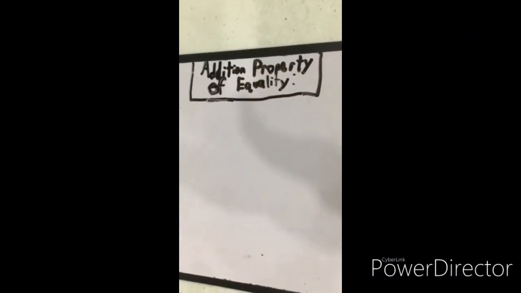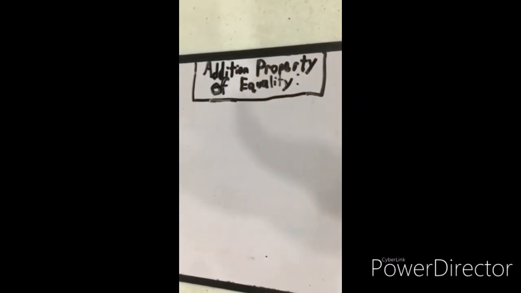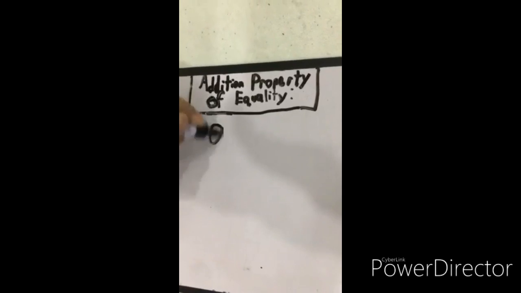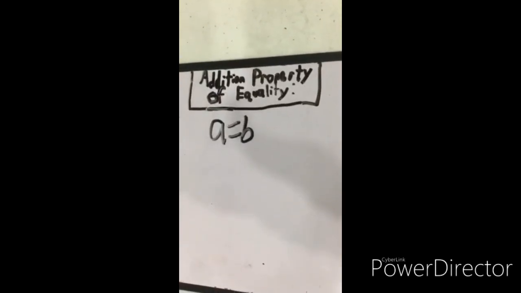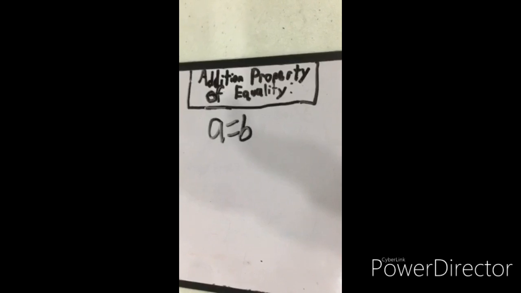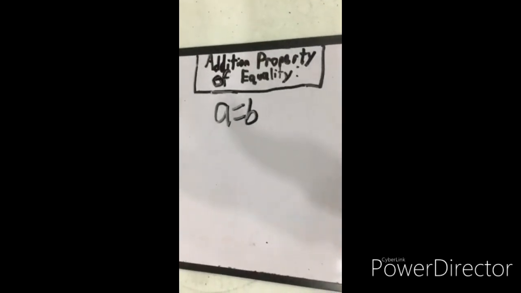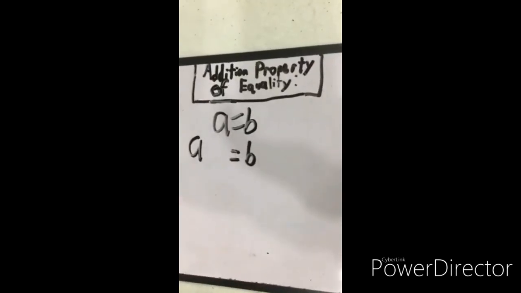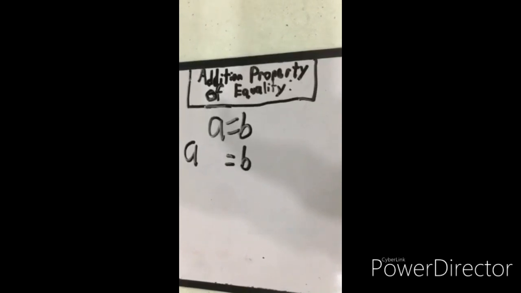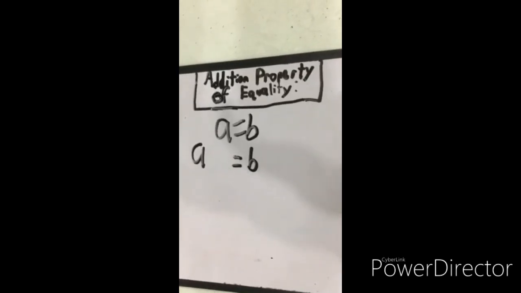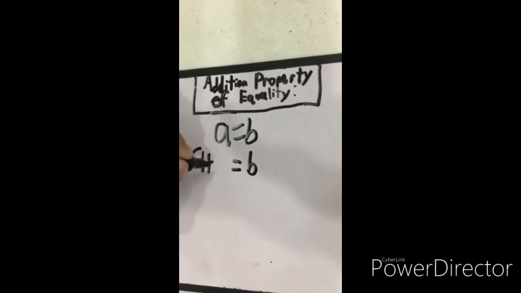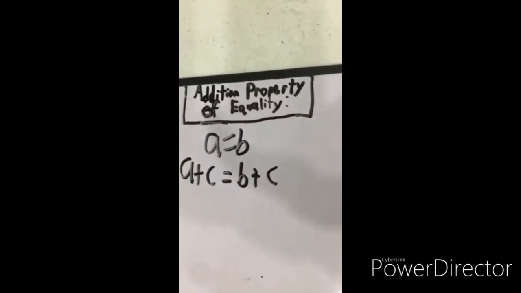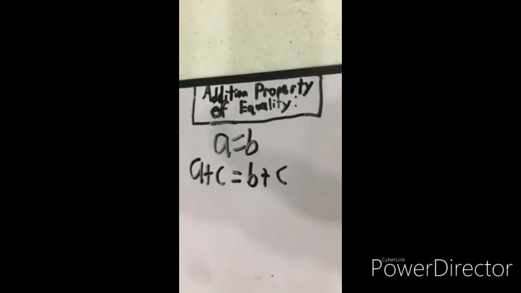Hello guys, let's talk about the addition property of equality. The addition property of equality says that if we have a value A equals B, then we can take some other value, call it C, and add it to both sides, and it would not change the value of our equation. So by adding C to both sides, I can still get A plus C equals B plus C, which is still a true equation.